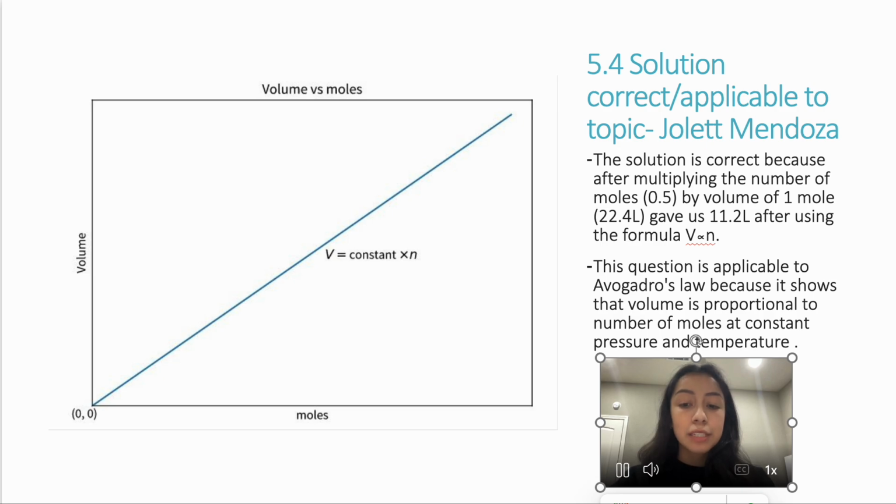Solution correct. This solution is correct because after multiplying the number of moles, 0.5, by the volume of 1 mole, 22.4 liters, it gave us 11.2 liters after using the formula. This question also shows Avogadro's law because it shows that volume is proportional to number of moles at constant pressure and temperature.